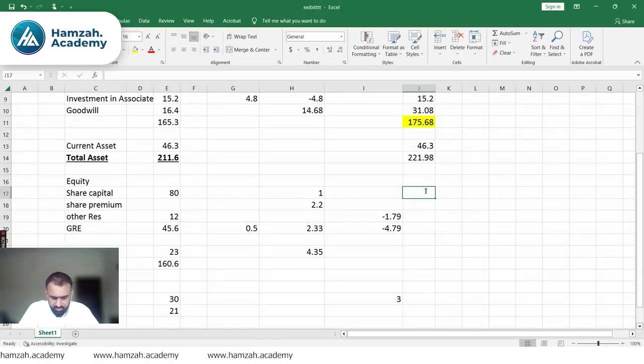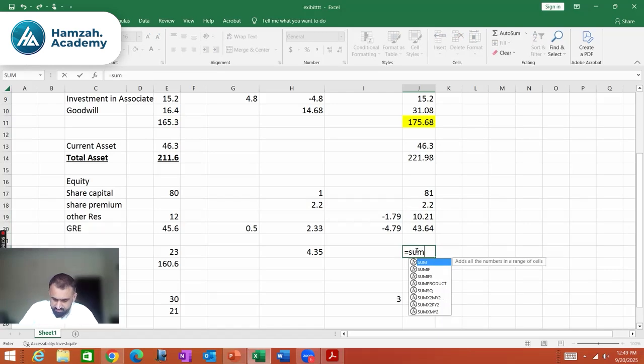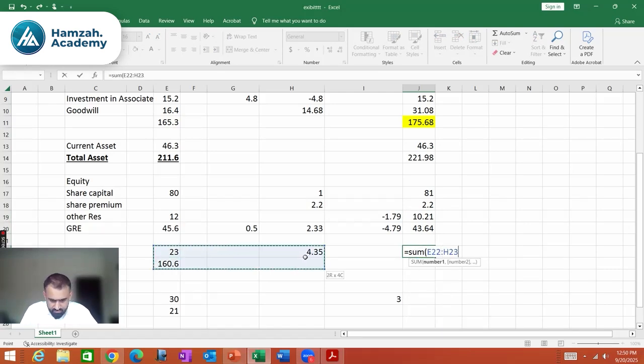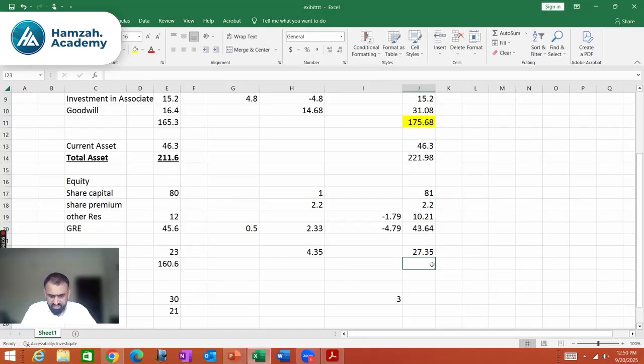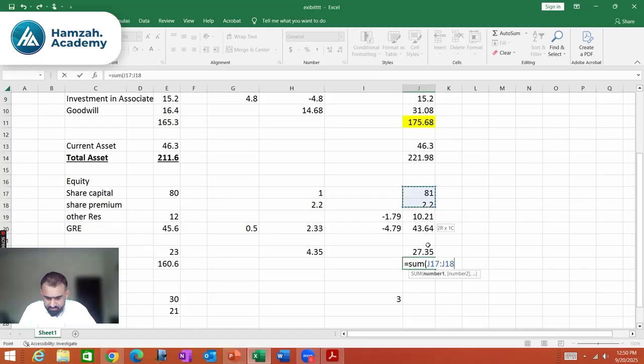Share capital will be 81. Share premium 2.2. Other reserve, group retained earning, this is NCI, and total value of the equity will be 164. And current liability will be 21.